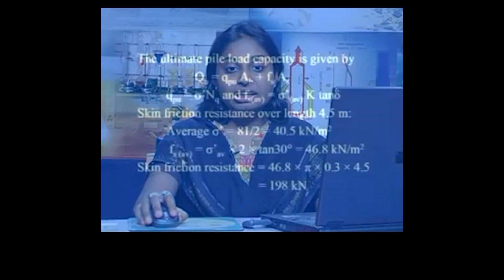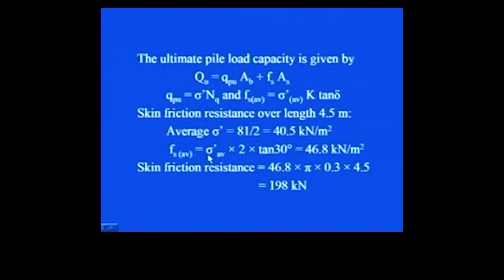And then accordingly this Fs average will become sigma prime average into K, which is 2 into tan delta, delta which we have taken to be 3/4 of phi. Phi was 40 degree, so delta worked out to be 30 degree. And if you put this sigma average equal to 40.5 here in this expression, this will result into Fs average to be equal to 46.8 kilonewton per meter square. Now, this is what is unit skin friction.